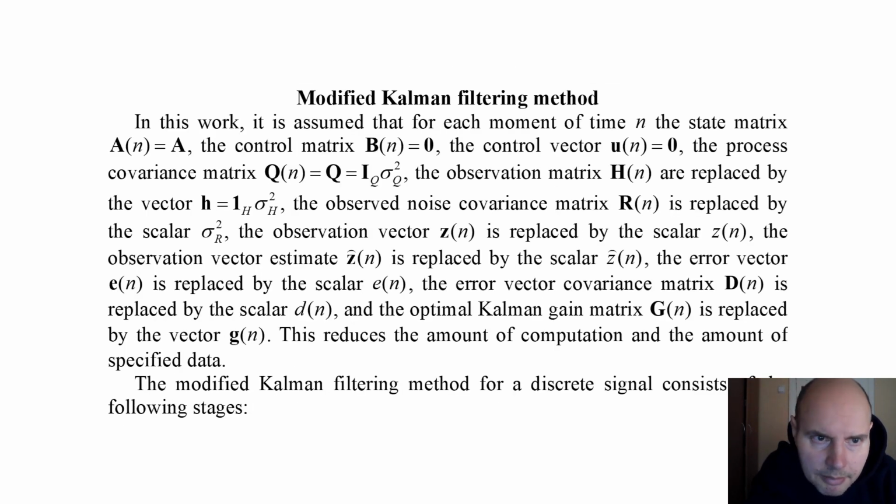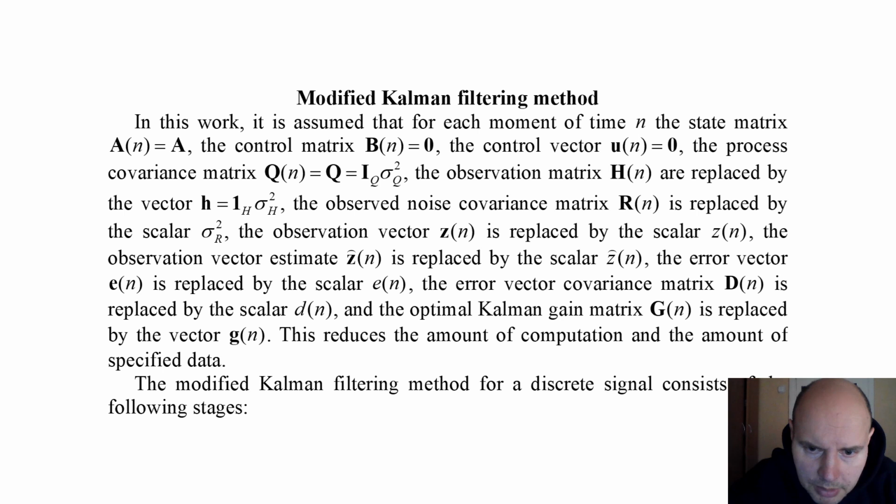Modified Kalman filtering methods. In this work, it is assumed that for a moment of time the state matrix, the control matrix, the control vector, and the process covariance matrix are fixed. The observation matrix is replaced by a vector. The observation noise covariance matrix is replaced by a scalar. The observation vector is replaced by a scalar. The observation vector estimate is replaced by a scalar. The error vector is replaced by a scalar. The error vector covariance matrix is replaced by a scalar, and the optimal Kalman gain matrix is replaced by a vector. This reduces the amount of computation and the amount of specified data.